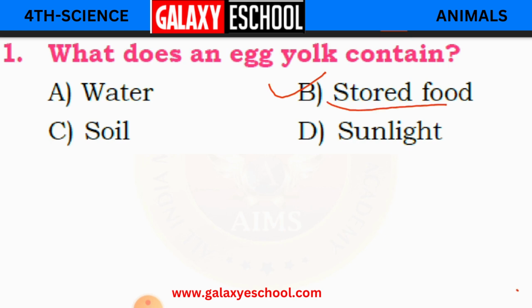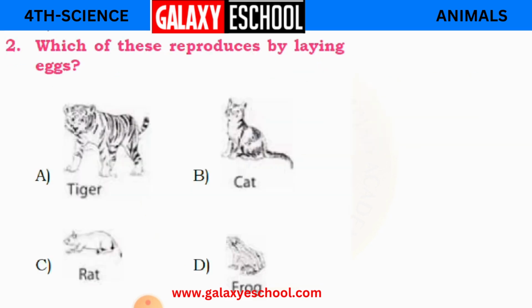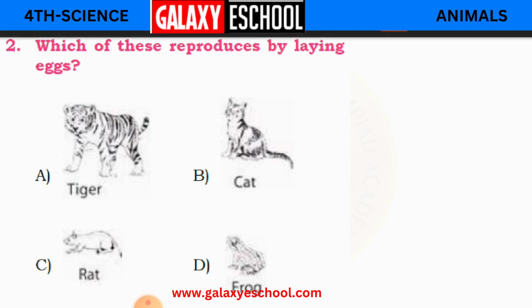Clear children? Now the second question. Which of these reproduces by laying eggs? Here you can see 4 animals in the slide. They are tiger, cat, rat and frog. From these animals, we have to identify which one reproduces by laying eggs. So what is the answer, children? Any guesses? Yes, it is frog. This is the answer.